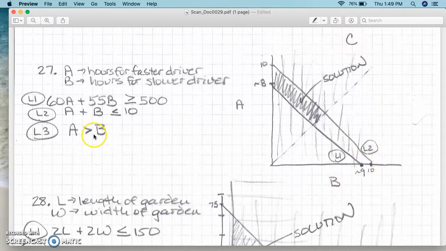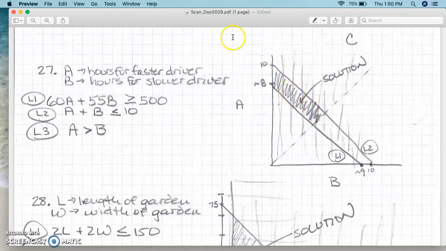Okay. Then the last one said that A wanted to drive more than B, or B wanted to drive less than A. So that's this little dashed line here, guys, where we want to make sure that whatever value we pick, A is greater than B. That's just like if it was Y is greater than X. It would just be through the origin, a slope of 1 over 1, it's dashed, and we would just go above it. So our solution is where all 3 of those fall together, which is right there.